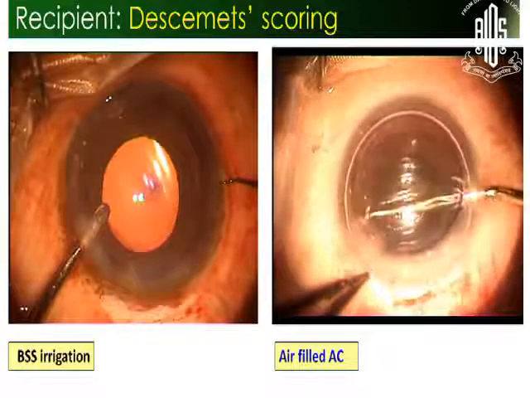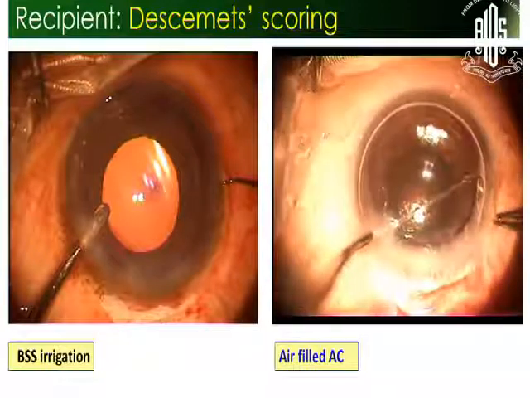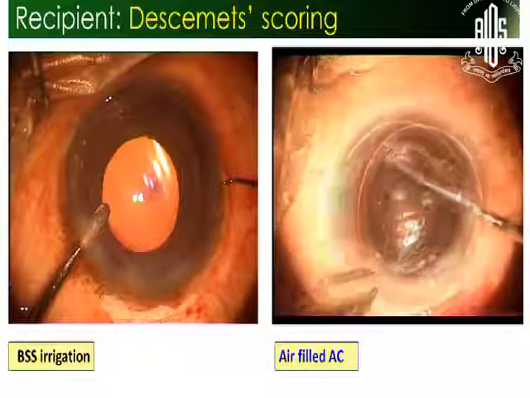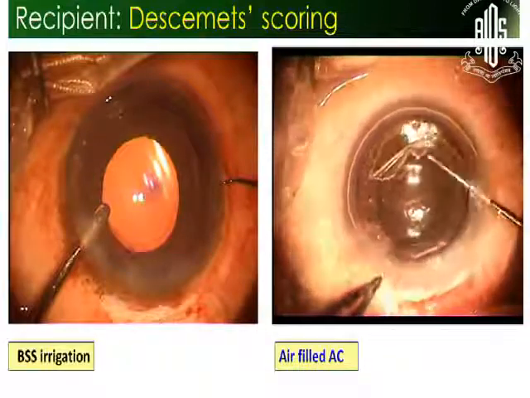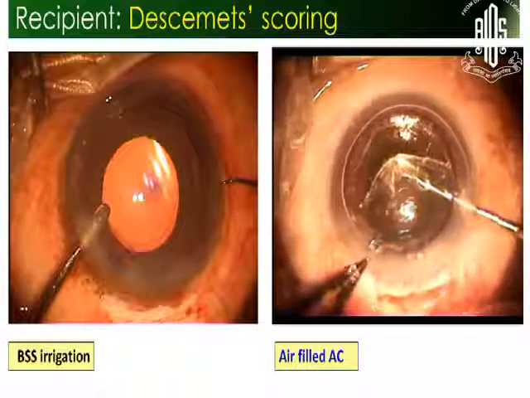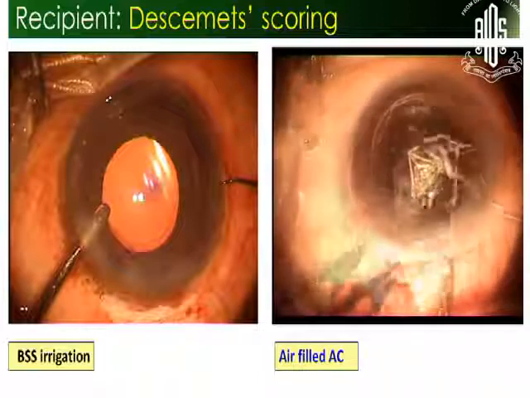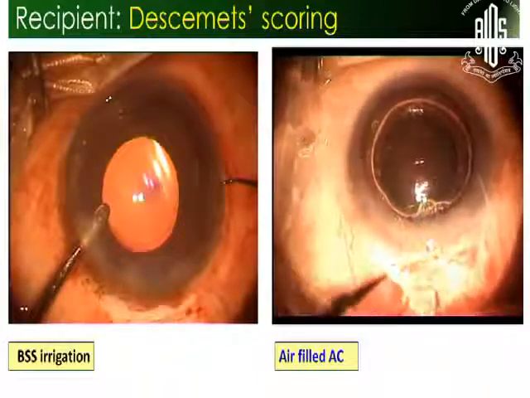Then each and every step you would appreciate in that dissection. So you use both sides for scoring. Then you just remove that. These are easy in cases of Fuchs dystrophy, where the Descemet is diseased and the endothelium is also diseased. So you can take it out so easily.